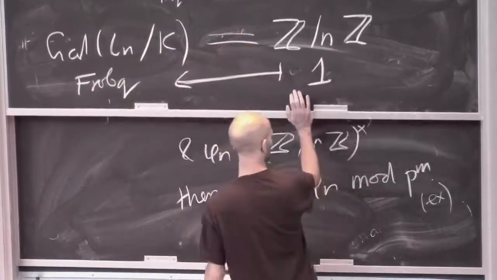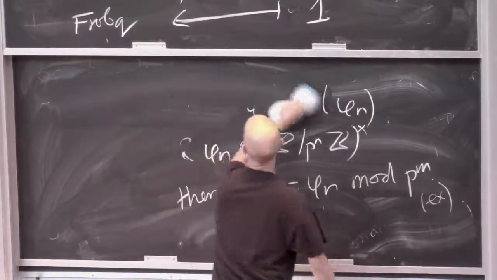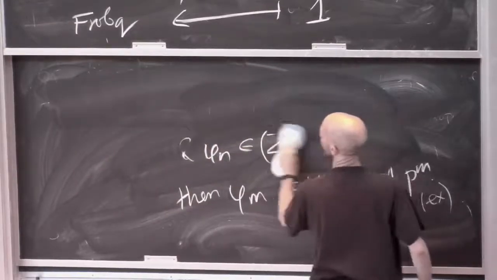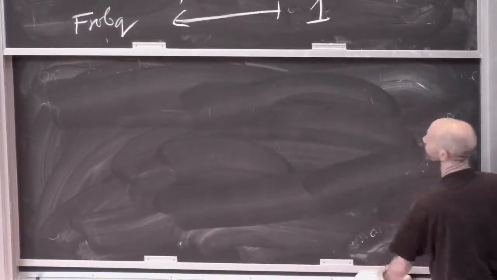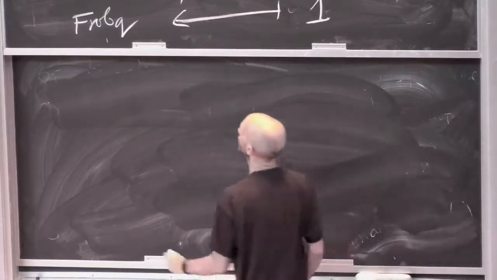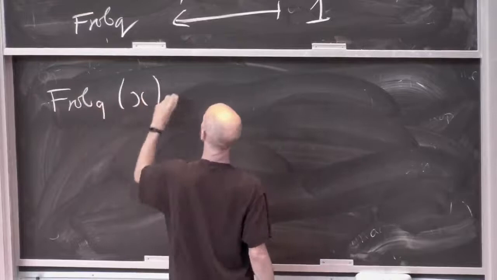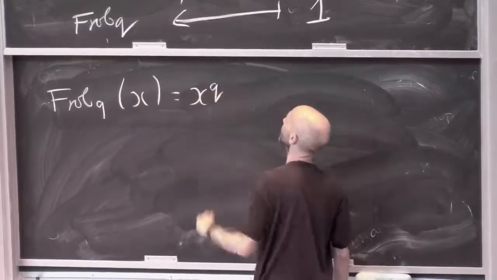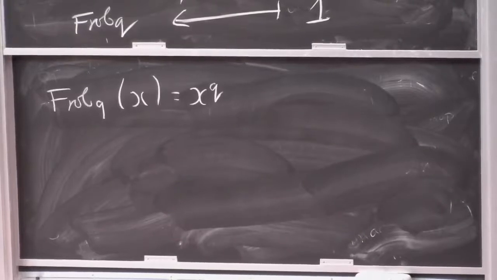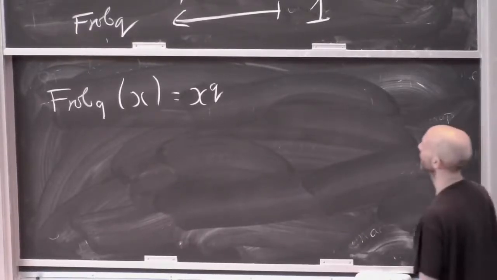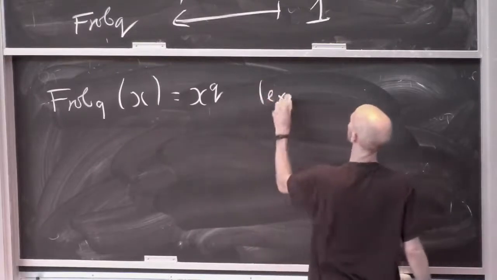So what is this Frob_q? Frob_q is supposed to be a completely explicit element of Gal(Ln/k). So it's supposed to be an automorphism of the field Ln that leaves k fixed. So Frob_q of x is just x to the power q. And because k has q elements, Frob_q acts as the identity on k. And one checks, as an exercise, that this has order n.